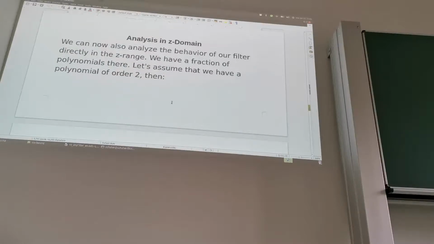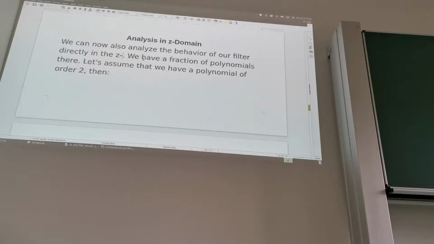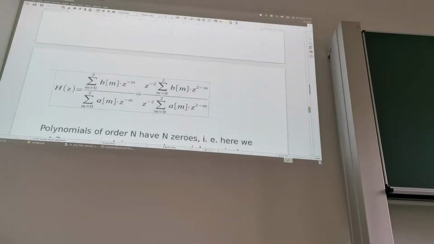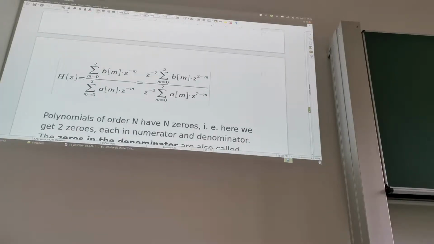Yeah, and then we can also analyze it in the z domain. So more theoretically instead of numerically, we can analyze the behavior of the filter directly in the z domain. Let's call it z domain instead of z range. So we have a fraction of polynomials here. Let's assume we have a polynomial of order 2, which we do. Then we have this, right?